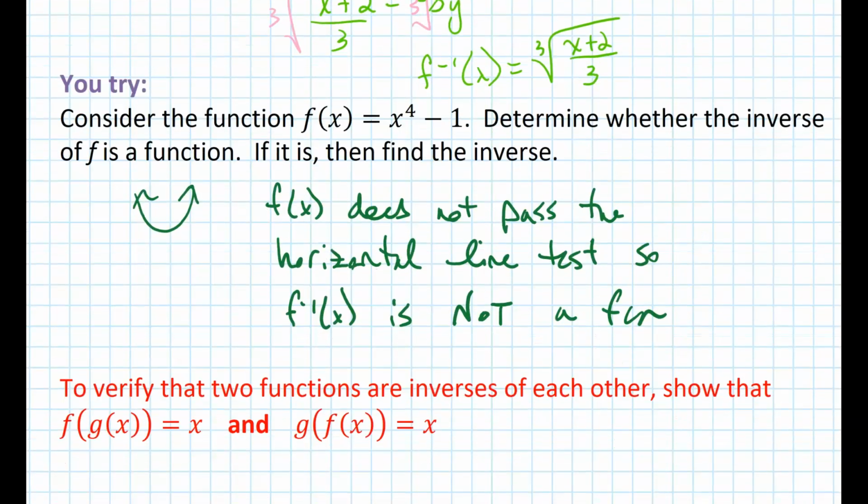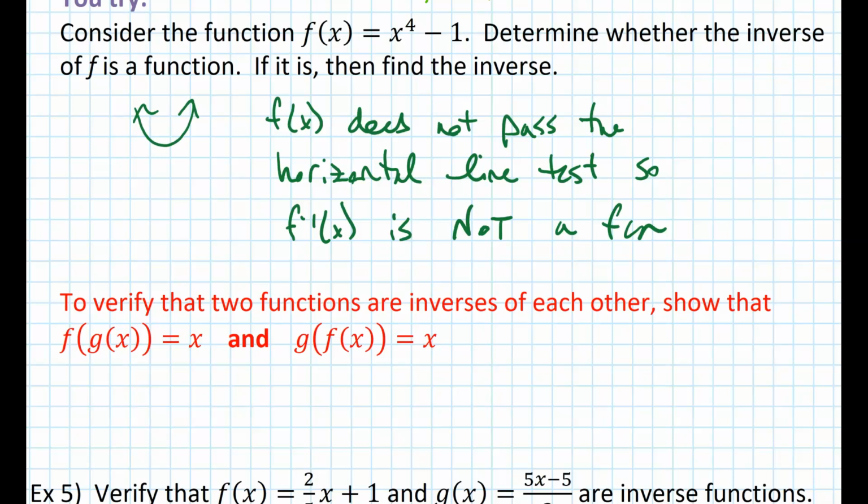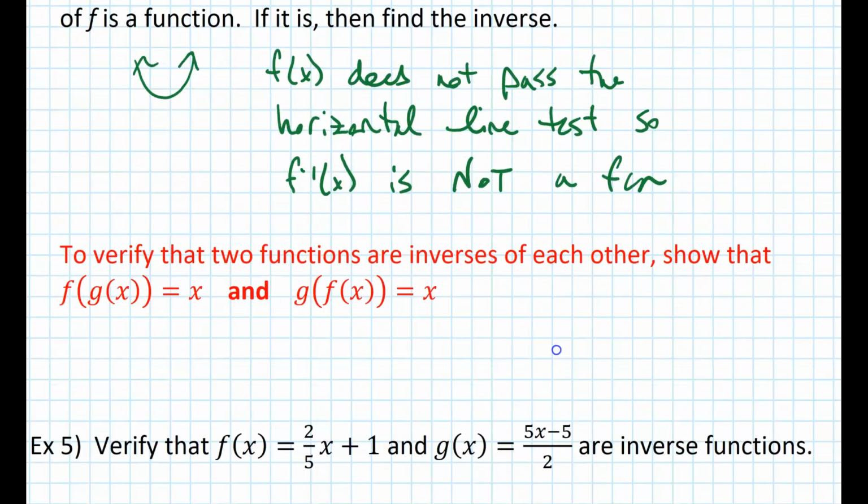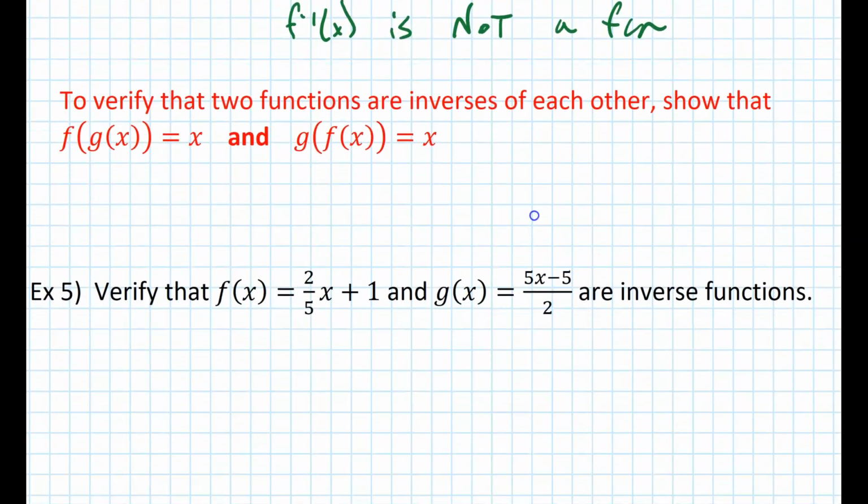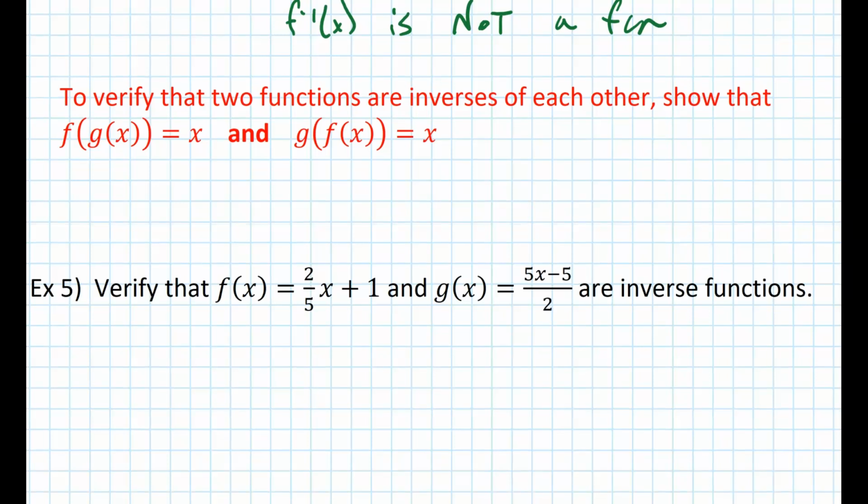Okay. Now this next part is a little more algebraic. Here it asks us to verify that two functions are inverses. If you're asked to verify whether or not functions are inverses, we do this: f of g of x equals x and g of f of x equals x. Otherwise known as, what are these functions called?